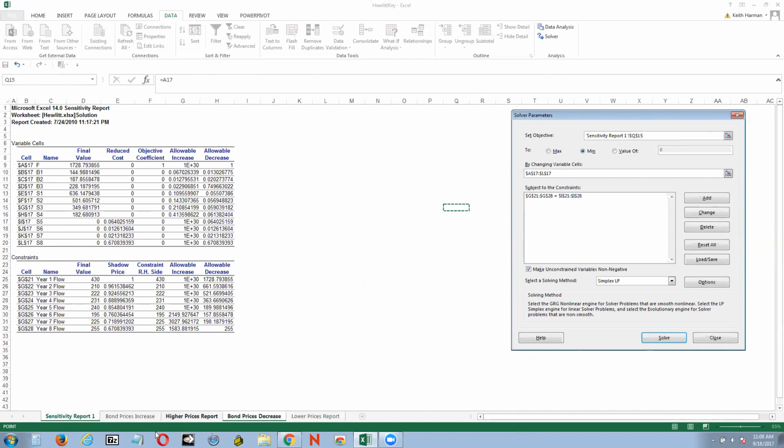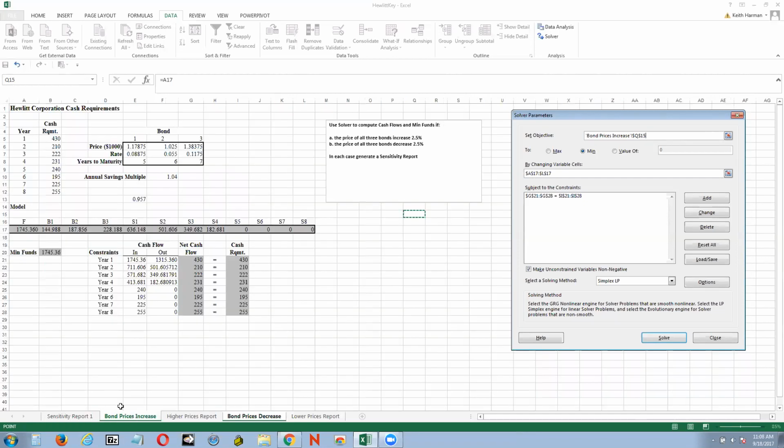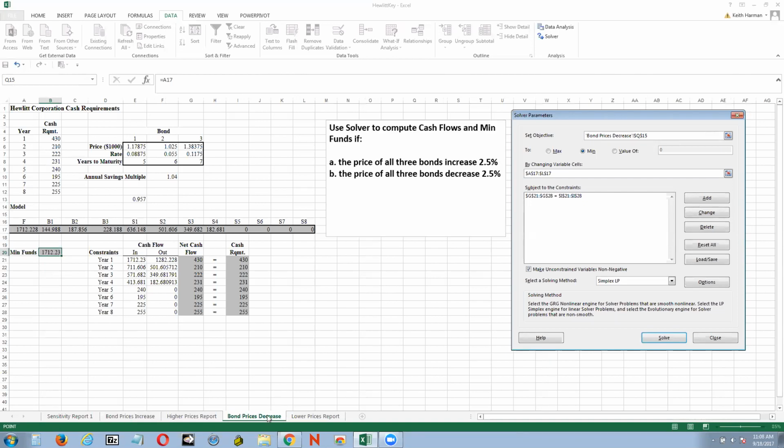I think what's more helpful for you is just simply to say, okay, what do I have to have if the bond prices go up? And what do I have to have if the bond prices go down? You can see I've got some differences there. And this is typically for a decision maker, this is what's going to make the most sense: what do I have to pay.